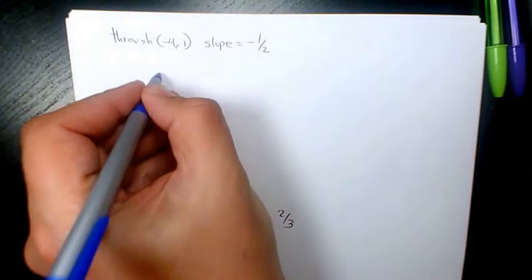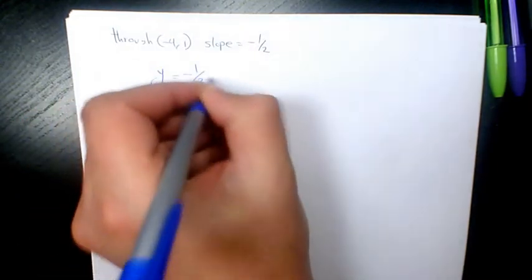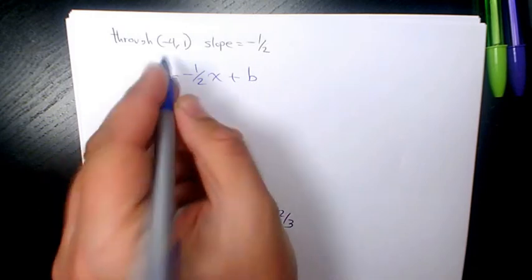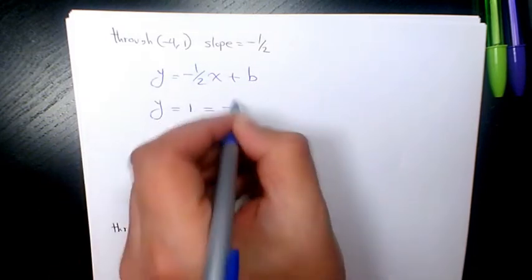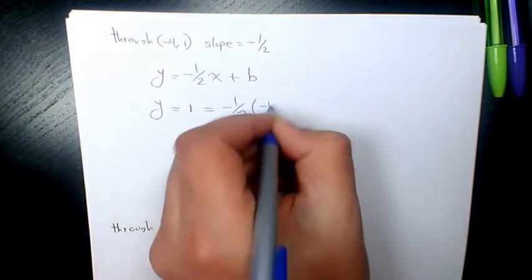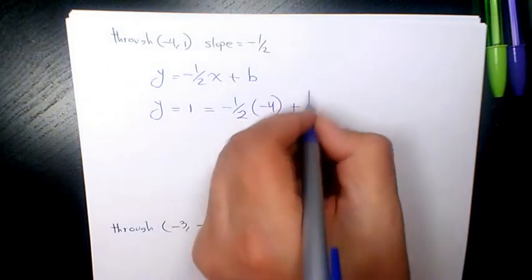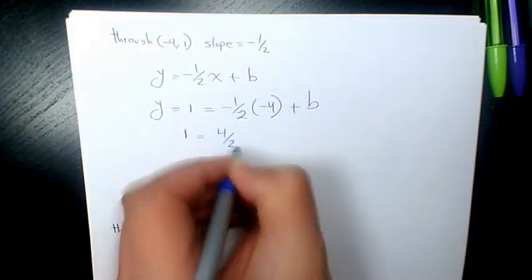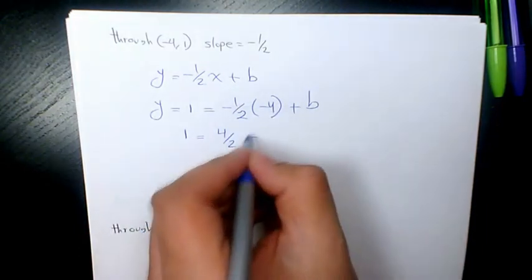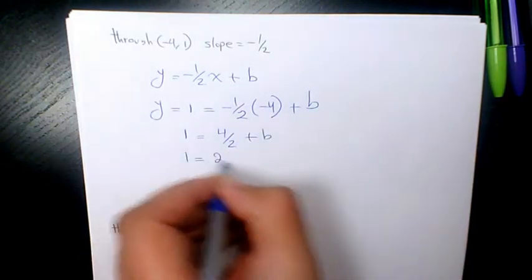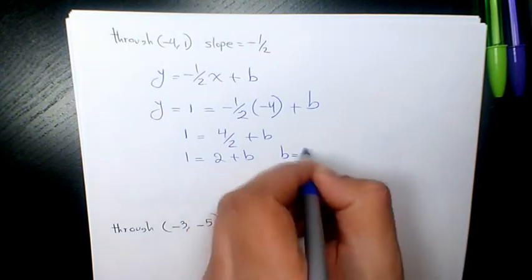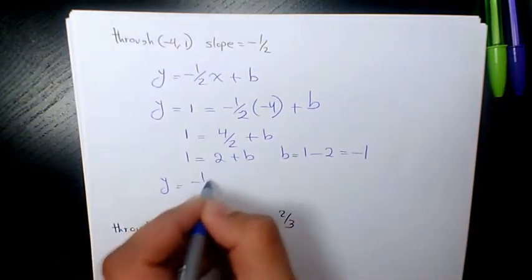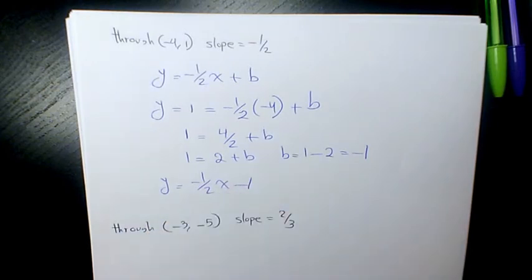Next one is going to be y equals negative 1/2x plus b. So y is 1, x is negative 4: 1 equals negative 1/2 times negative 4 plus b. So we have 1 equals 4/2, because negatives cancel out. So 1 equals 2 plus b. b will be 1 minus 2 equals negative 1. So we have y equals negative 1/2x minus 1.